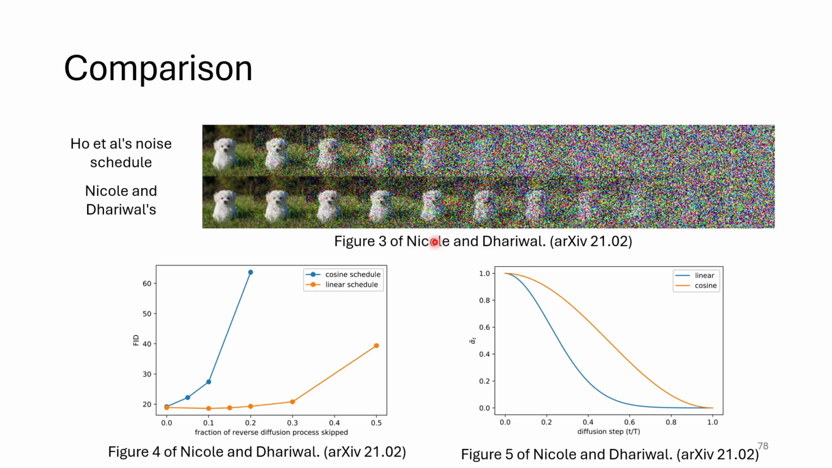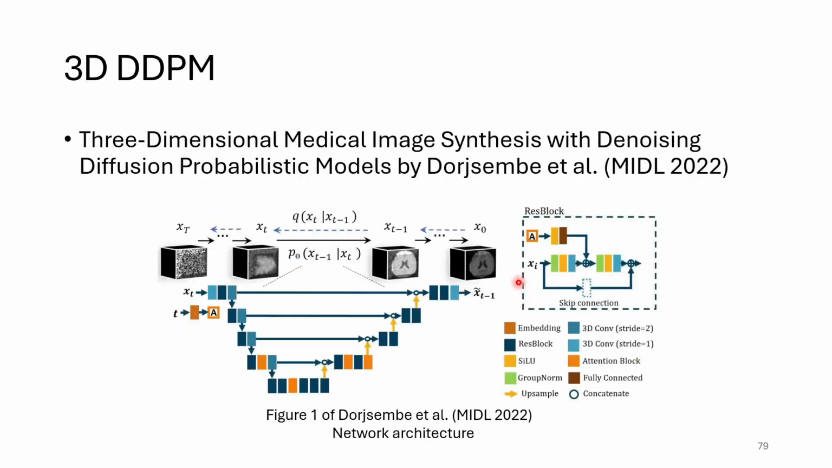So if they use their cosine noise schedule, then if you remove the first 20% of the reversing process, it will generate a very different result. So the FID value becomes greater than 60. In addition to this, there are of course some minor modifications, but this is the most important one, right? Okay, so let's talk about the 3D DDPM.